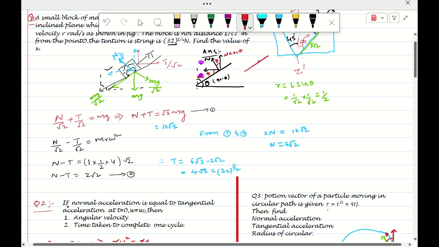Coming to the tension T, here T is given. T is also resolved into two components. This is T, and here is theta. Therefore T sin theta.